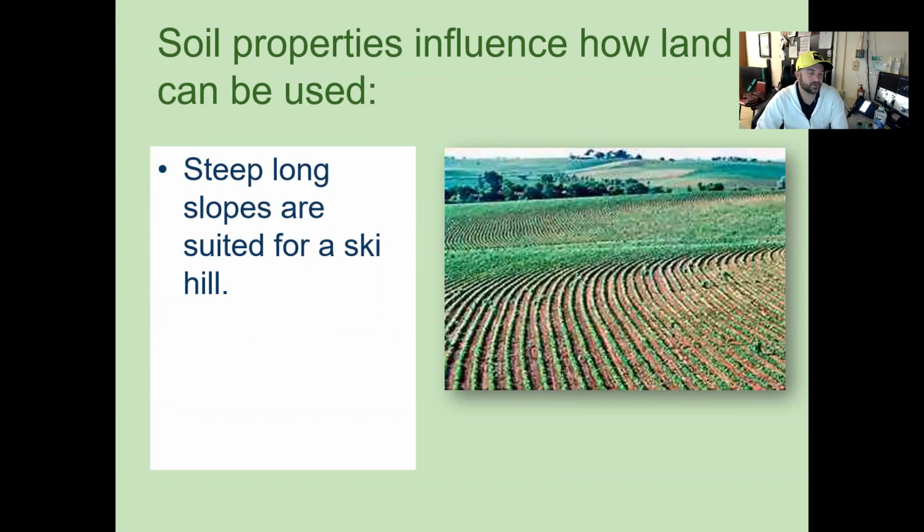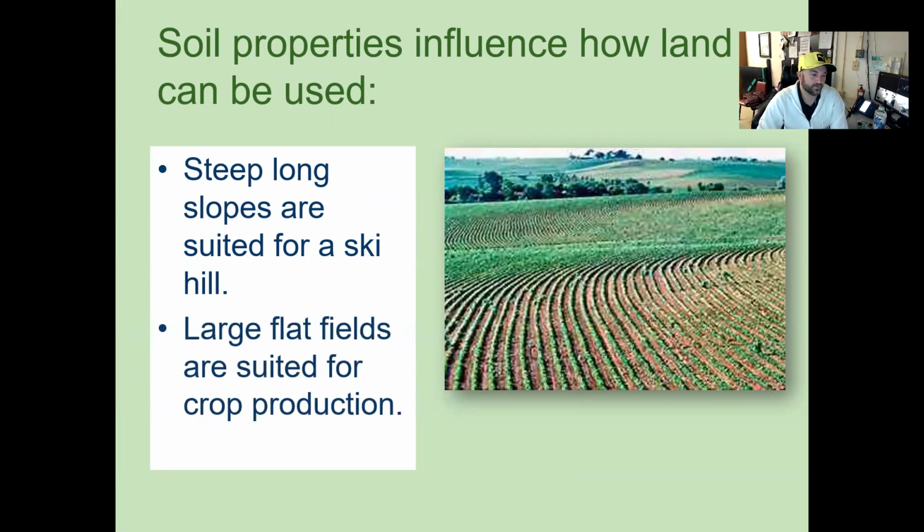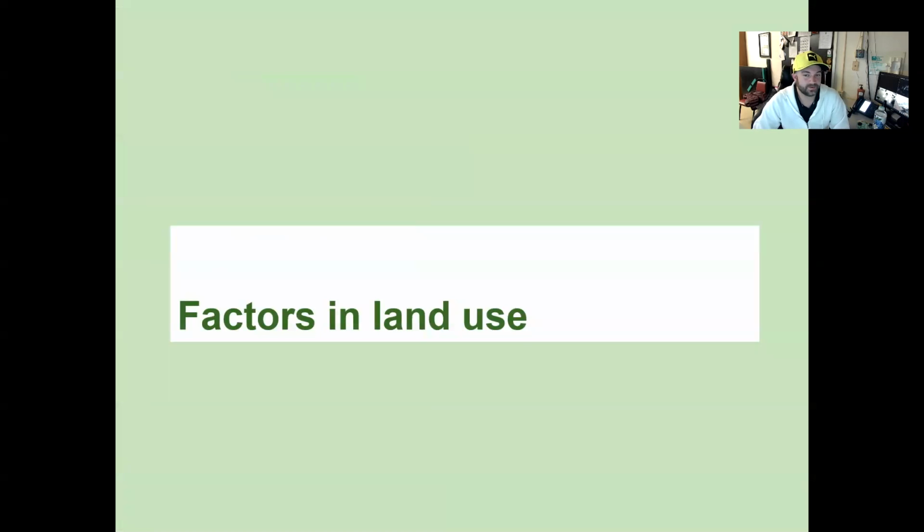So steep, long slopes are suited for a ski hill, and large flat fields are suited for crop production. Sometimes, though, you will definitely find crops on steep hillsides because we are trying to maximize the use of our land here in the United States. So you will find crops in some really weird places. So what are some factors in land use?